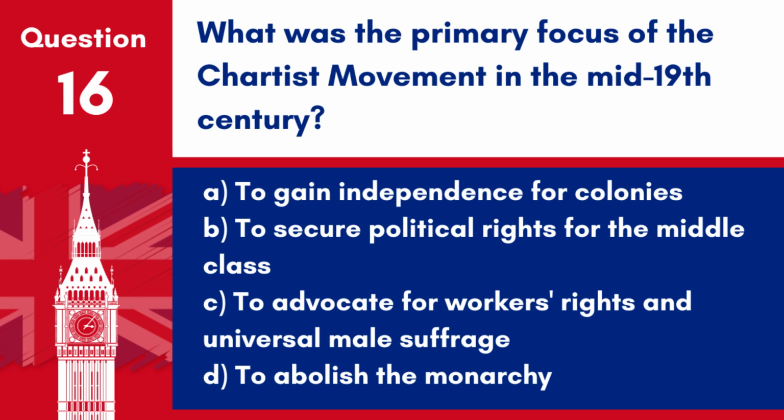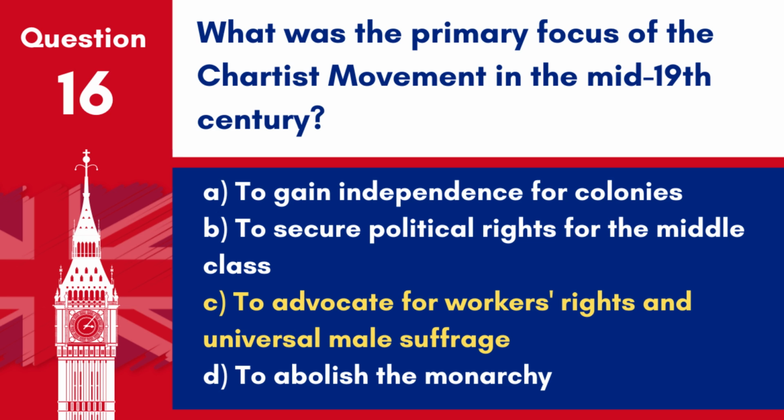Question 16. What was the primary focus of the Chartist movement in the mid-19th century? A. To gain independence for colonies. B. To secure political rights for the middle class. C. To advocate for workers' rights and universal male suffrage. D. To abolish the monarchy.